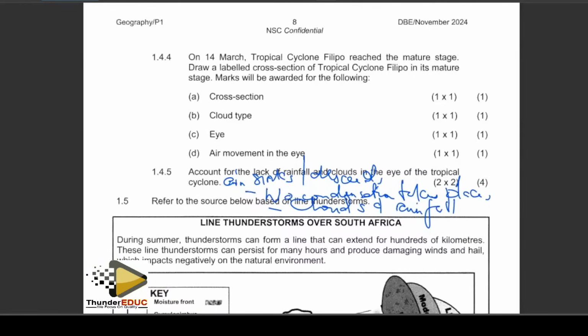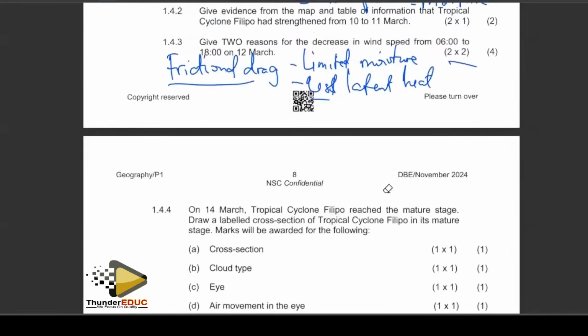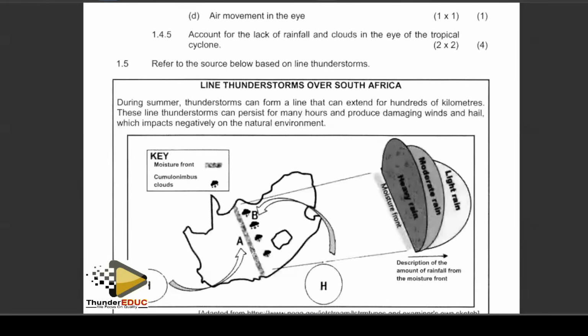Right, let's move on to our last question on climate and weather. Our question is based on line thunderstorms over South Africa. I think we've briefly discussed that when we were looking at the anti-cyclones affecting the weather of South Africa. This is what we call a traveling disturbance, typical traveling disturbance weather systems, which are typical of summer conditions. The line thunderstorms are experienced during the summer conditions.